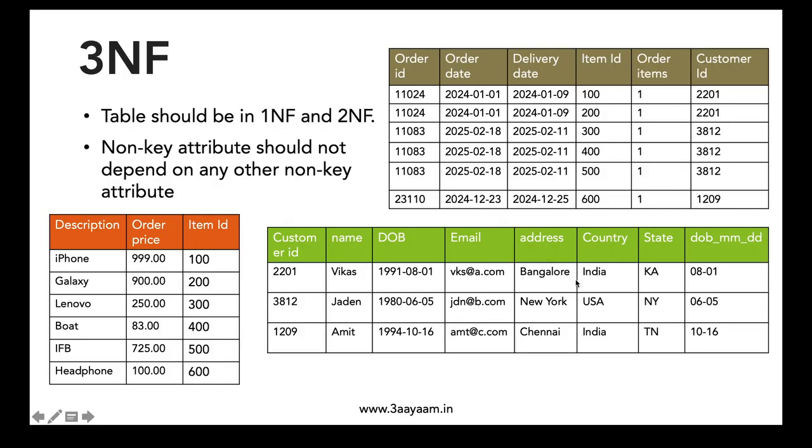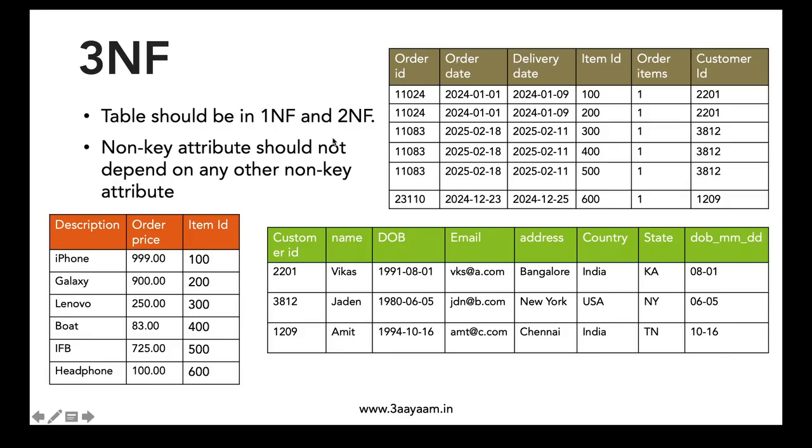So I have address Bangalore, and then country is India, state is KA, then we have New York, country is USA, state is NY, then you have Chennai, country India, and state is Tamil Nadu. Now there's one more column, DOB_MM_DD, which contains only the month and date of your birth date. Why? Because this is something that would be shown maybe in your profile or in other profiles, and this is something that will be used to send you maybe birthday wishes or some offers.